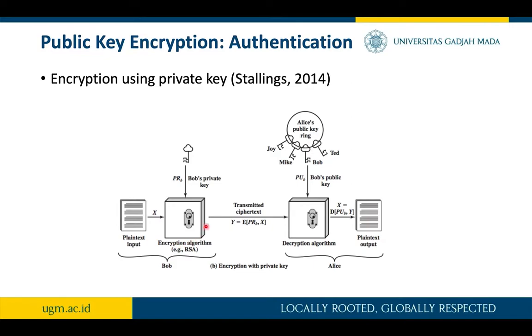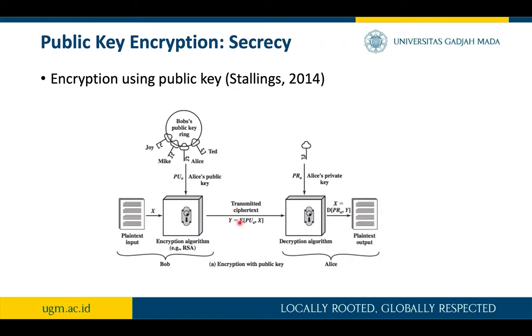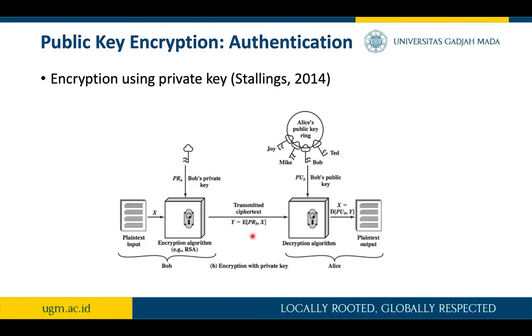The input here is X, and then using the encryption algorithm, the plaintext will be encrypted using Bob's private key, and the result is Y. Of course, Y here is different from the previous Y, because in the first encryption scheme we use Alice's public key, while in this case we use Bob's private key. And then at the receiver side, Alice will be able to determine whether the message comes from Bob himself or anybody else, because Alice will decrypt the ciphertext using Bob's public key. And this is the result, which is X.